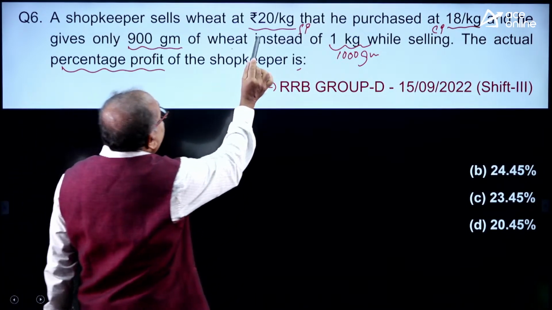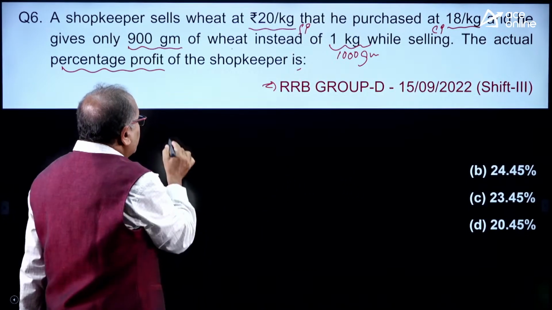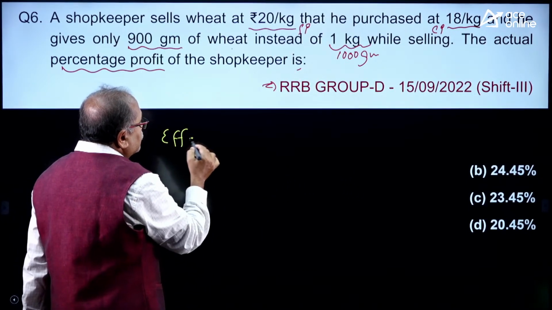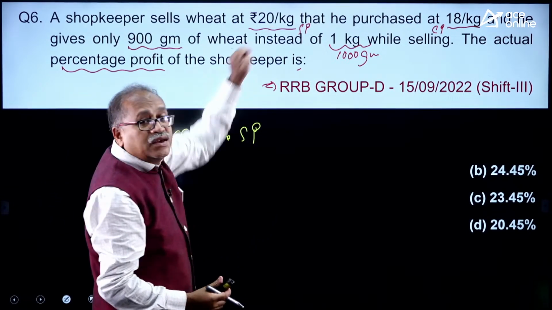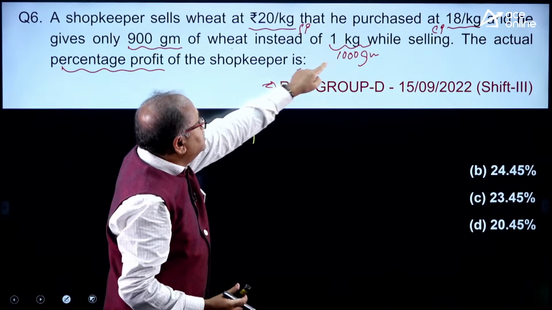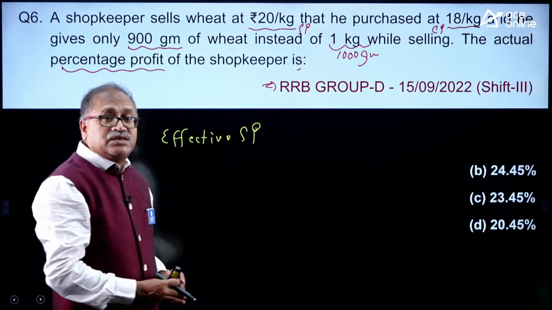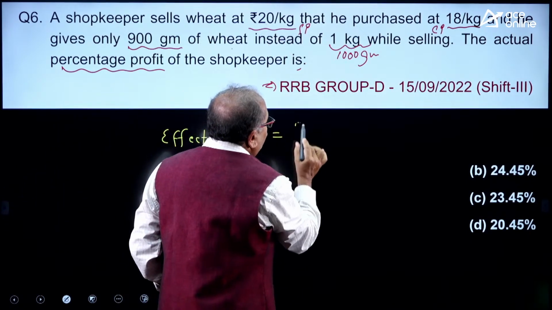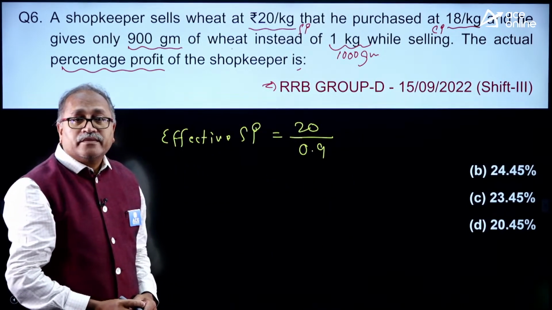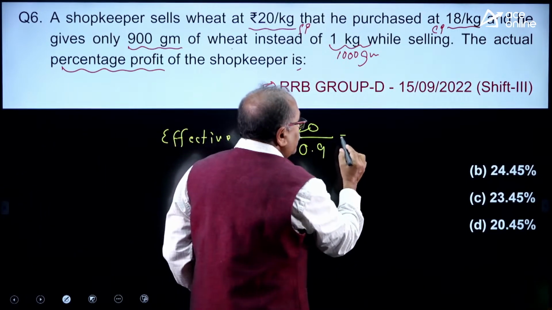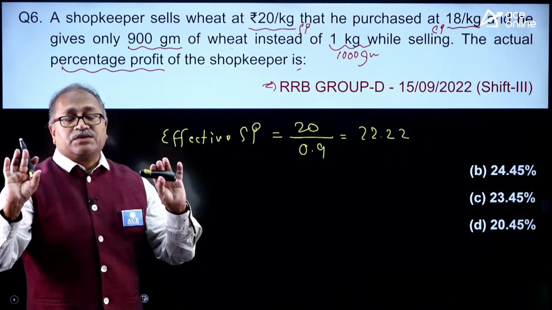How do we answer this question first? So, what is the cost price? The cost price, this is what the selling price is, but effective selling price, because this selling price is for 1 kg, but in the name of 1 kg he is giving only 900 grams. So, what is the actual effective selling price? The effective selling price will be 20 divided by 900 grams, that is nothing but 0.9. What comes over here? So, you will find that this is 22.22, that is the effective selling price.